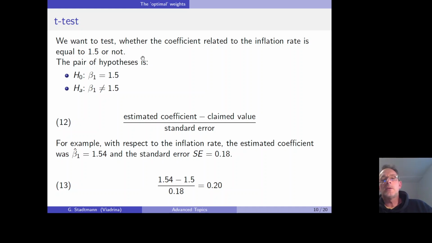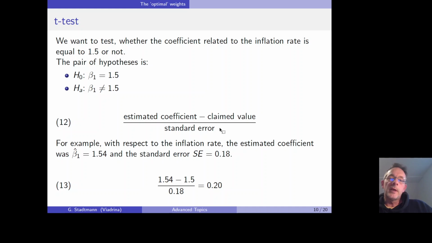We want to test whether the coefficient related to the inflation rate is equal to 1.5 or not. So I write down the pair of hypotheses as follows. The null hypothesis is that beta 1 is equal to 1.5, and the alternative hypothesis is that beta 1 is unequal to 1.5. How do we calculate our t-test? The formula is as follows: estimated coefficient minus claimed value divided by the standard error.